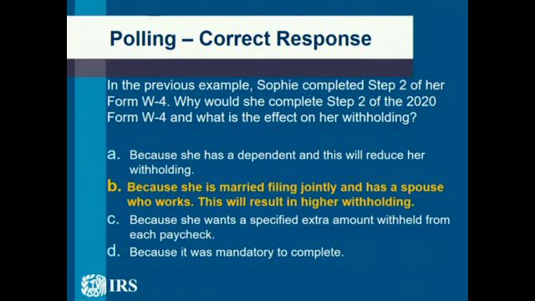So again, our question was, Sophie completed step 2 of her Form W-4. Why would she complete step 2 of the 2020 Form W-4, and what is the effect on her withholding? And the correct response is B. Sophie completed step 2 because she is married filing jointly and has a spouse who works. This will result in higher withholding. And we got a 90% correct response rate, so that's wonderful.